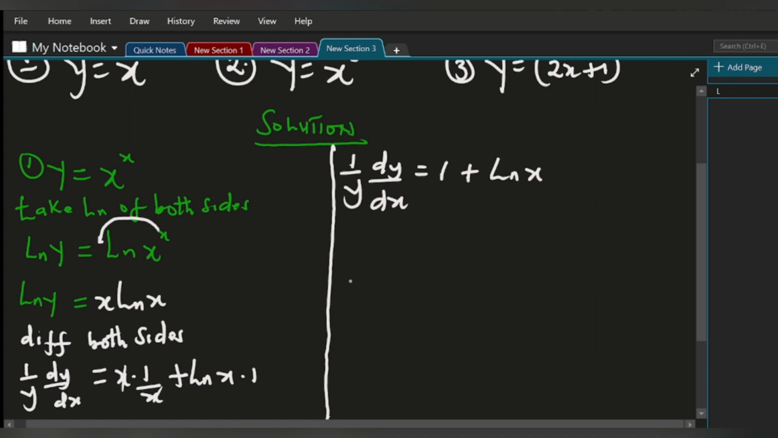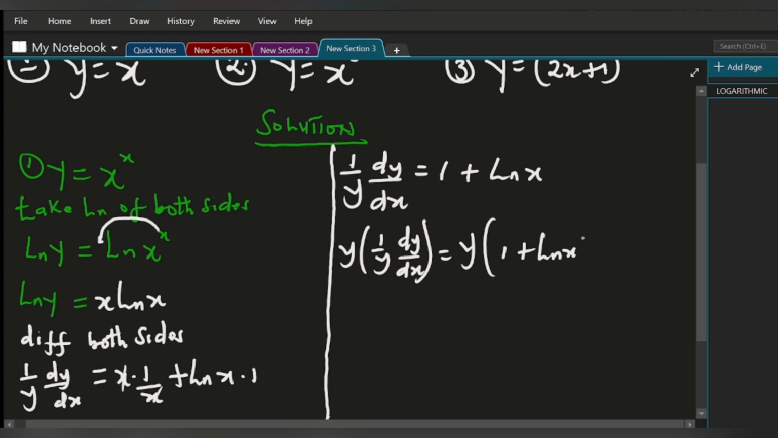All right. The next step now says multiply both sides by y. If you multiply both sides by y, we're going to have y into 1 over y dy dx equal to y into 1 plus ln x. So that y cancels this y. I am left with dy dx equal to y times 1 plus ln x.